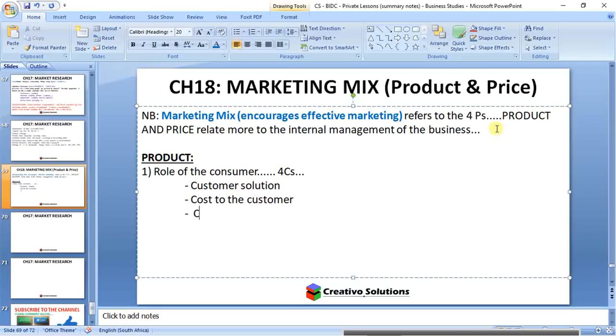Number 3, communication with the customer. That's also very important. If you're selling a product, that product needs to be communicated correctly to the potential buyer. And that's where the advertising comes into it. We need to give the right message about the right products. Last one, convenience to the customer.